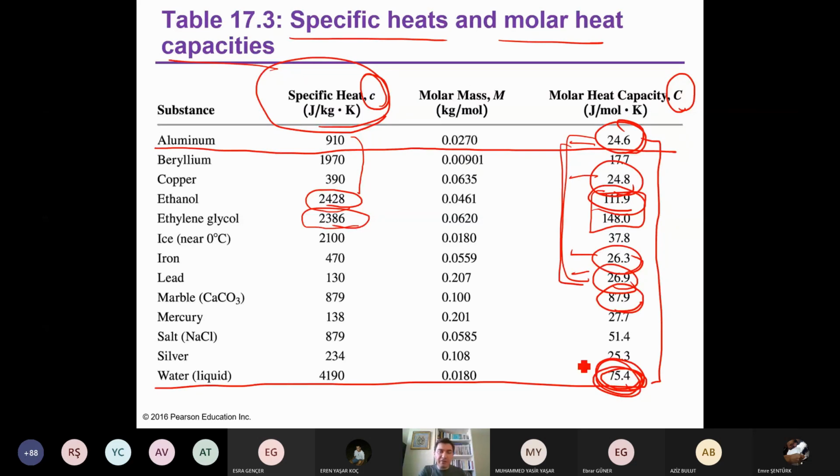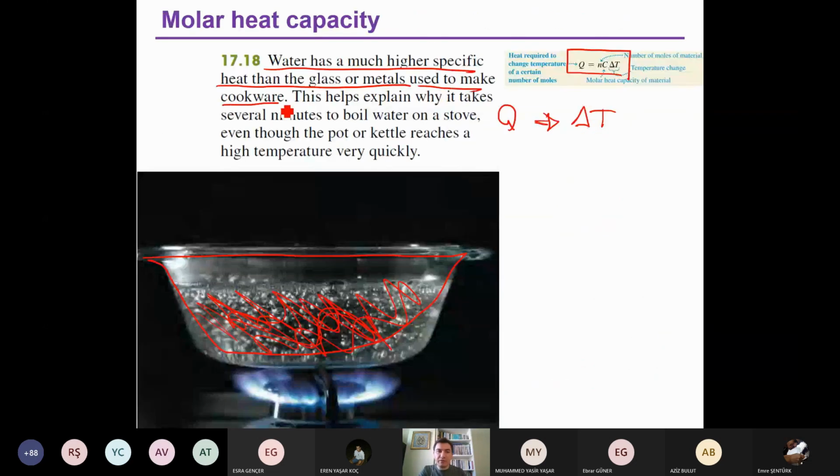metals are used to make cookware. For example, in the kitchen, usually we use glass materials or metal materials to make cookware, right? And this helps explain why it takes several minutes to boil water on a stove, even though the pot or kettle reaches a high temperature very quickly. So you can change the temperature of metal objects quickly. Why? Look at the formula.